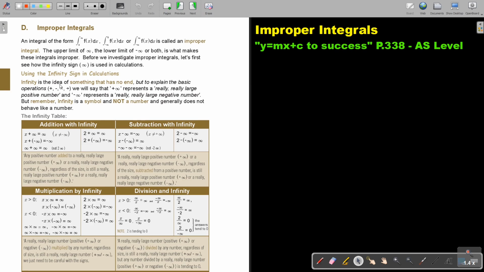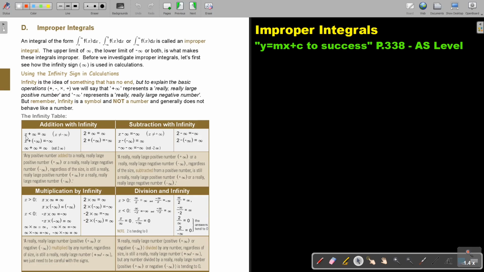Now, infinity is the idea of something that has no end. It's just going on and on and on. But to explain the basic operations, plus, minus, multiply, divide, we will say that positive infinity represents a really, really large positive number, and negative infinity represents a really, really large negative number. But remember, infinity is a symbol, not a number, and generally does not behave like a number. It's really just to show you the calculations and to understand them.